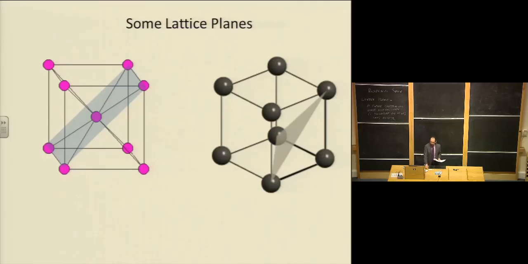So here's some pictures of lattice planes. Here on the left we have a BCC lattice. There's a plane cutting through 3 points. Therefore, if you continued out to infinity, it will cut through an infinite number of points. That's a lattice plane. On the right is a simple cubic lattice. There's a plane that cuts through 3 lattice points. If you continue out to infinity, it cuts through an infinite number of lattice points.